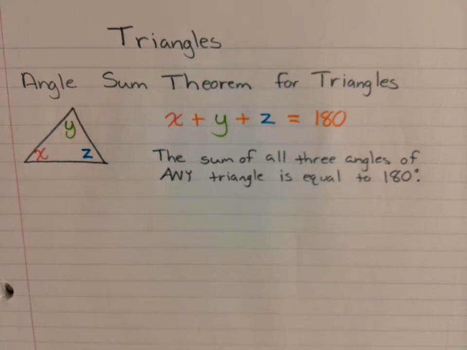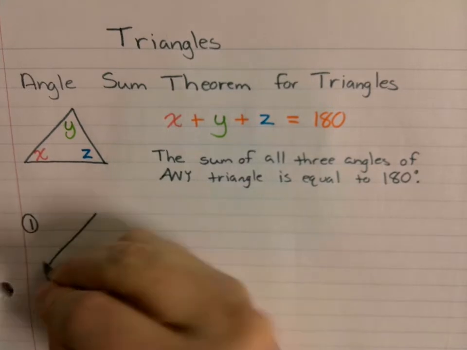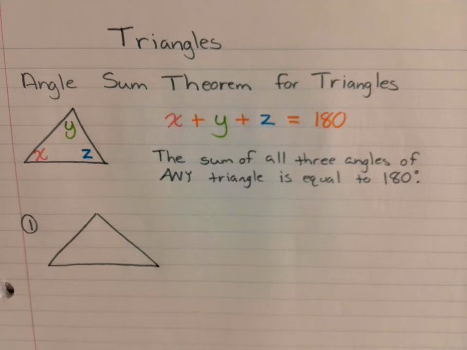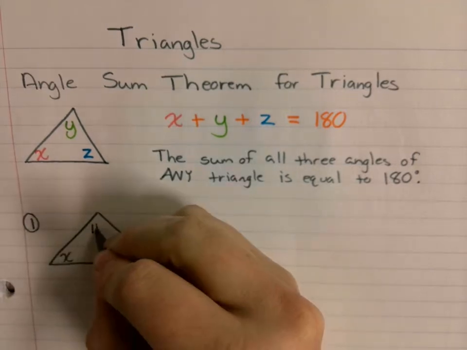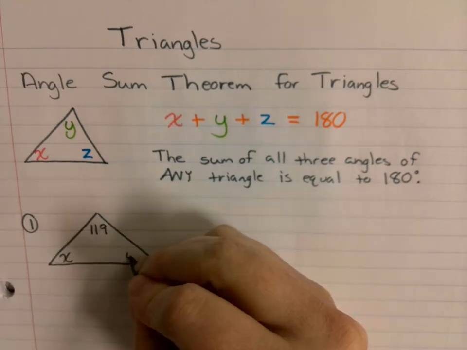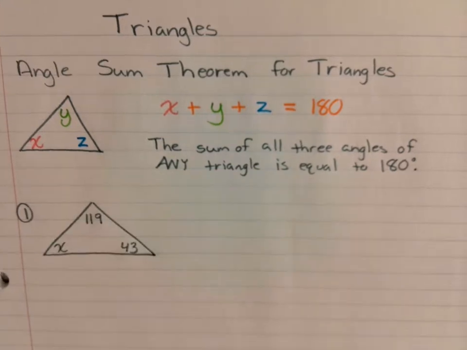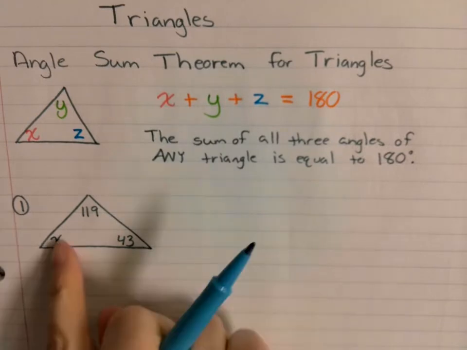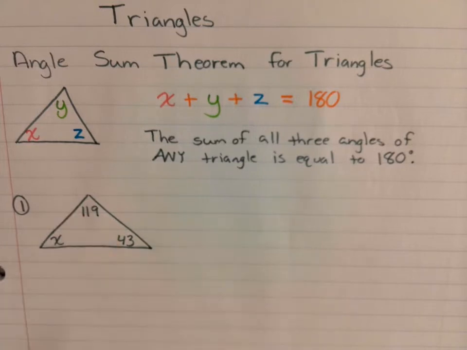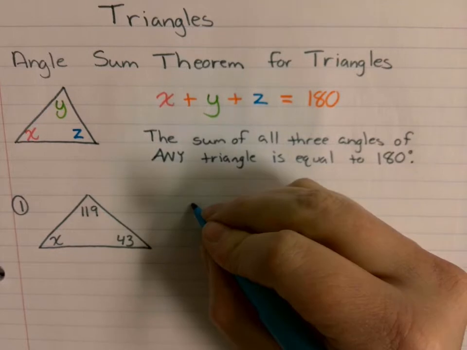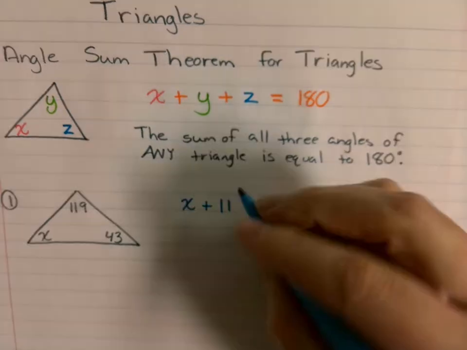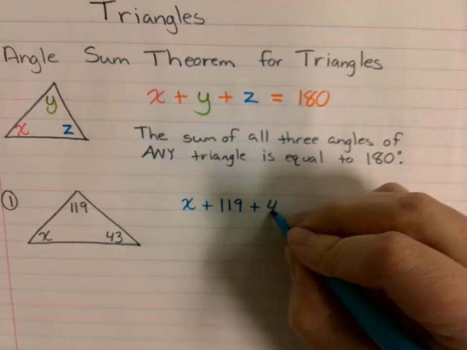Now let's go ahead and do some practice problems. We'll start real simple, then we'll work our way up to some more difficult concepts. So we have x, and then we have 119 degrees and 43 degrees. Okay, again, the concept is that we write an equation where we're adding all three angles together. It should be equal to 180 degrees. So if I write the equation as x plus 119 plus 43, it should be equal to 180 degrees.